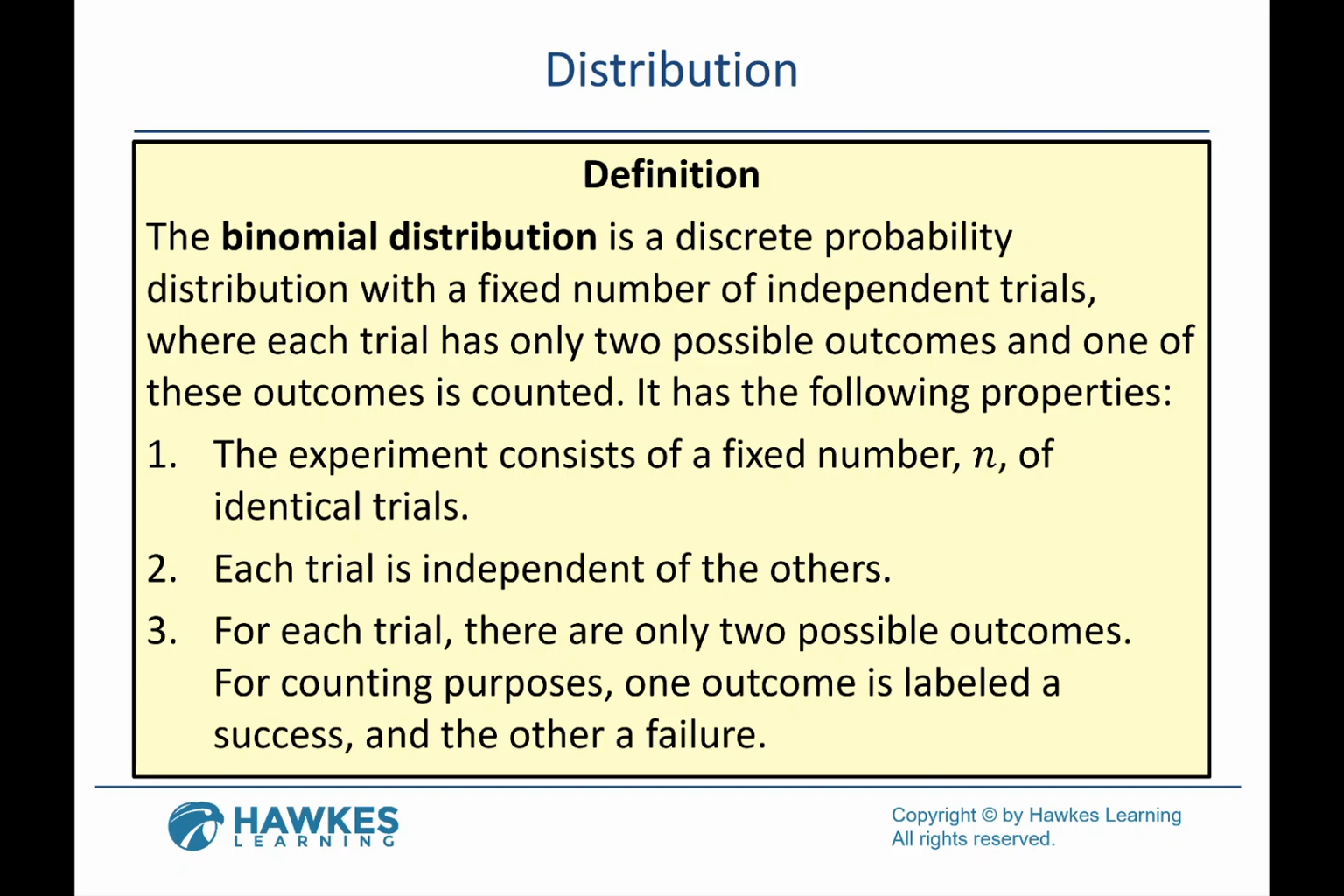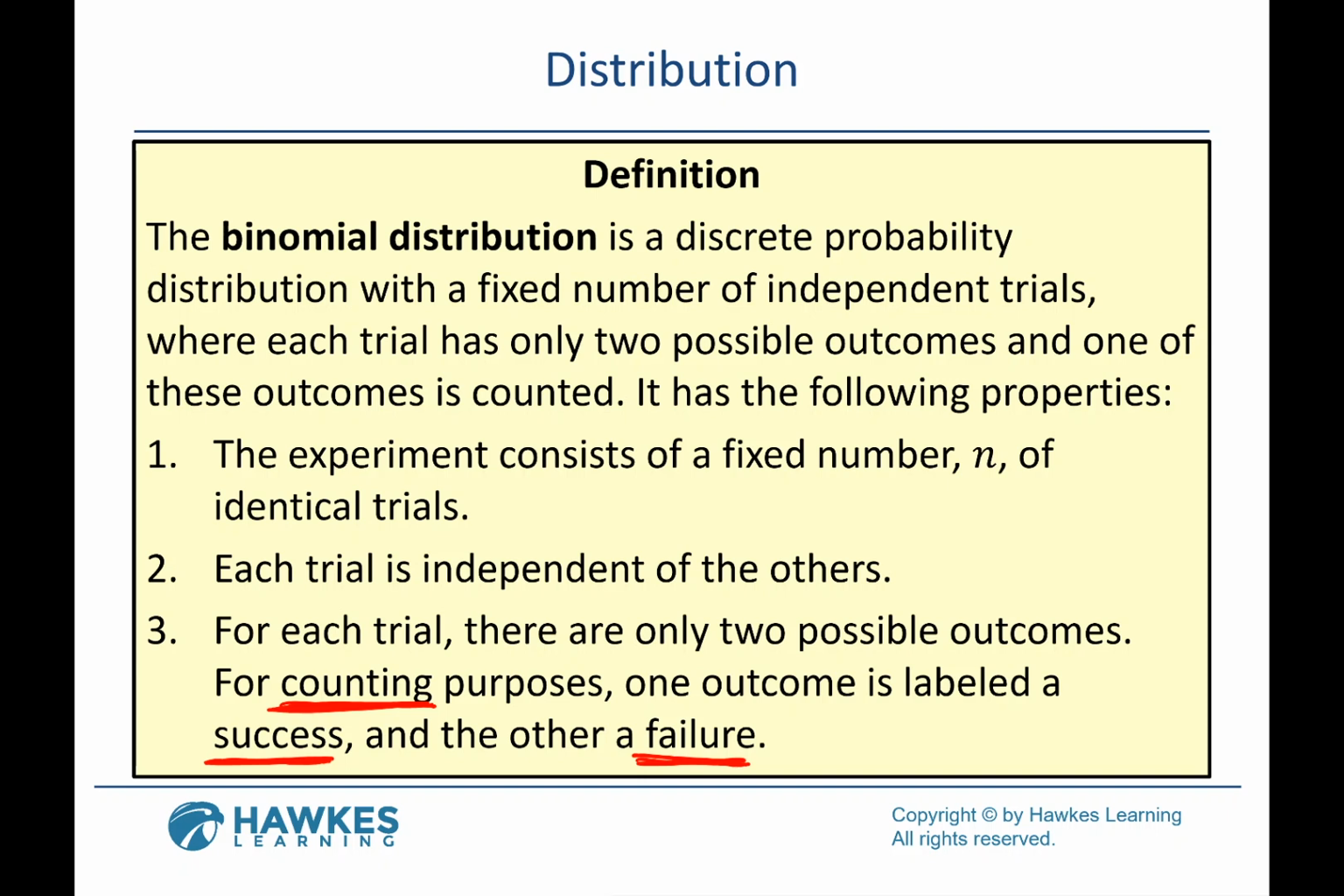Number 3 is the big one. It says for each trial, we only have 2 possible outcomes. We're going to call one outcome a success and the other outcome a failure. It doesn't mean one is good and one is bad. It's just how we keep up with counting things. Whichever event we're counting, we call a success, and the other one we call a failure. Got those 3?